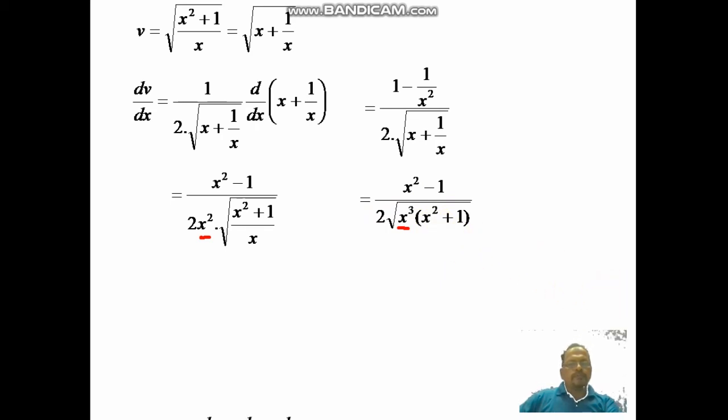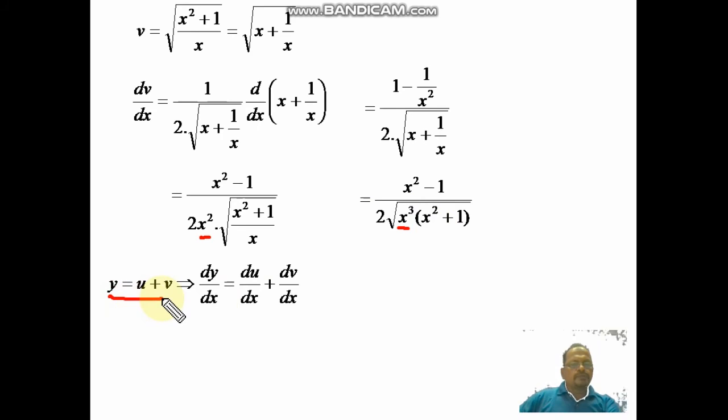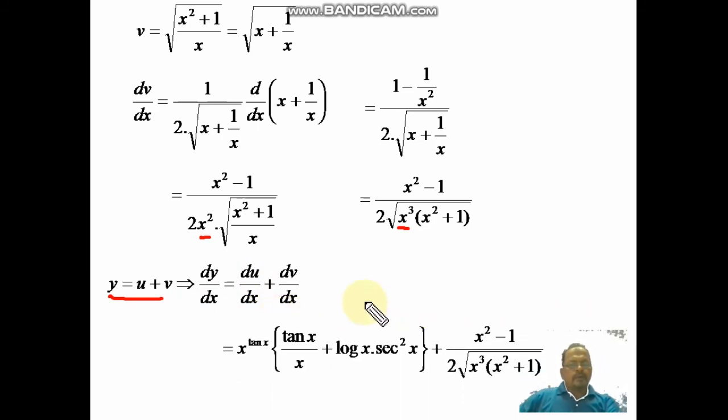And therefore as y equal to u plus v, we have dy by dx is equal to du by dx plus dv by dx. du by dx we have found out x raised to tan x into tan x upon x plus log x into sec square x, and dv by dx we have found out x square minus 1 upon 2 under root x cube into x square plus 1.